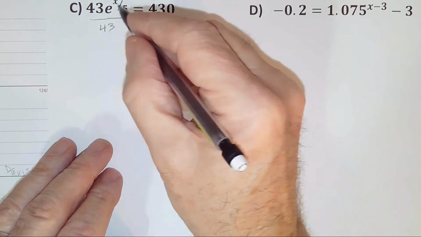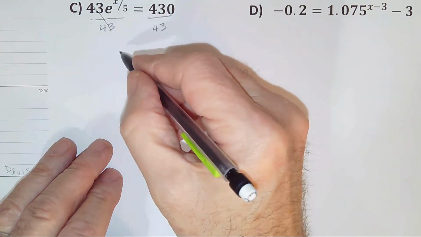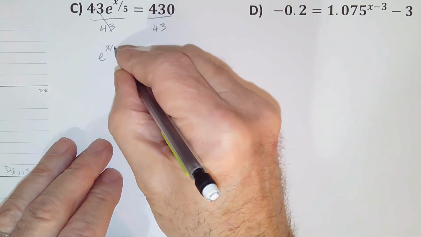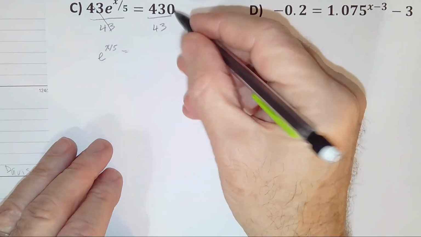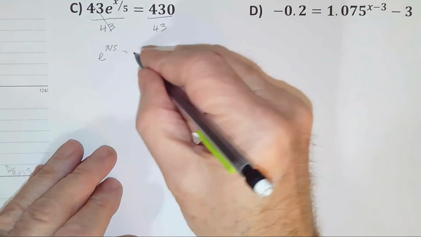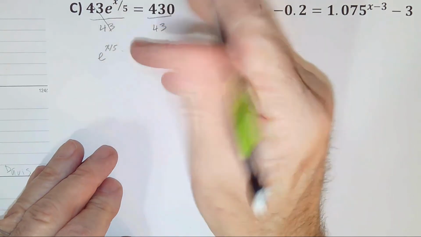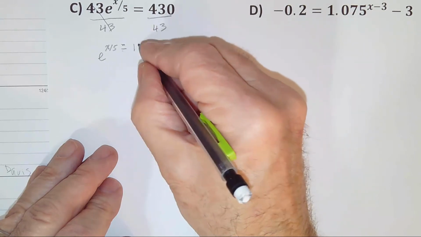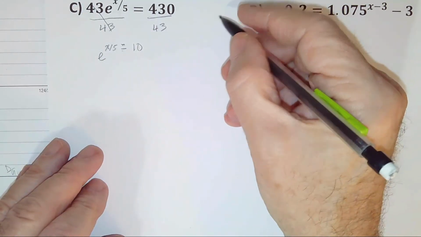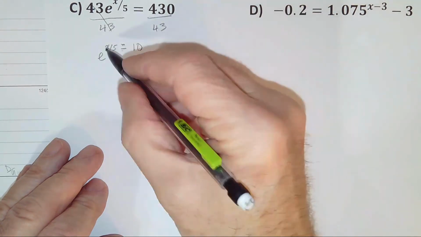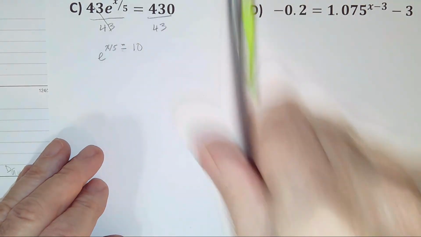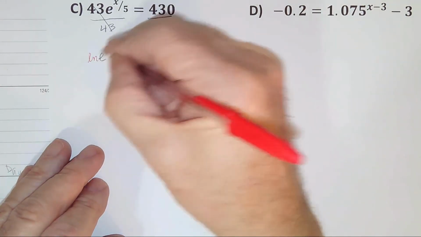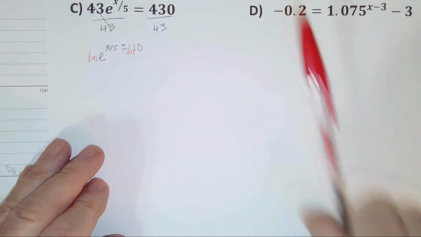And so when I do that, of course, the 43 and the divided by 43 cancel, because that's 1, and you're left with e to the x over 5. And that equals, and then 430 divided by 43, that's just 10. If you need to use a calculator to figure that out, do it. But it is 10. Okay, now I want to move the power down, but to do that I have to have the natural logs multiplied to each problem to allow me to drop it down. So I'm multiplying times the natural log.